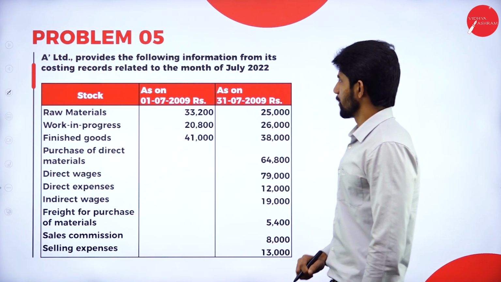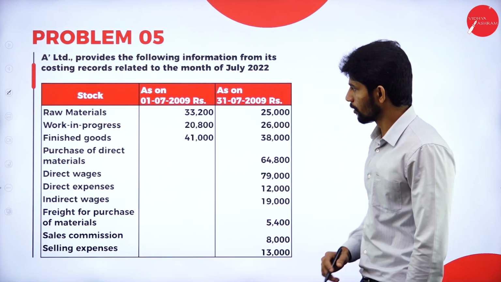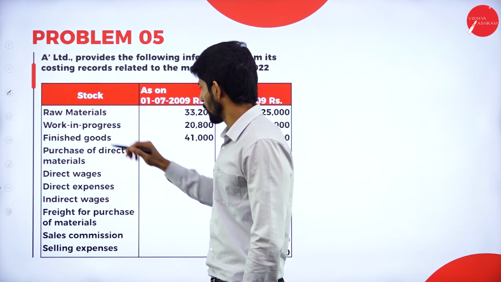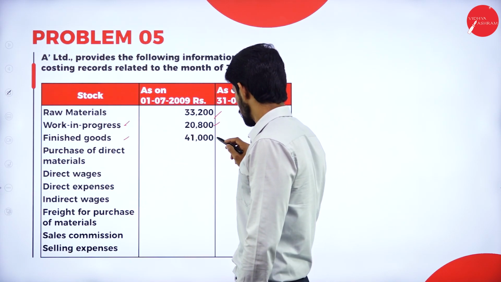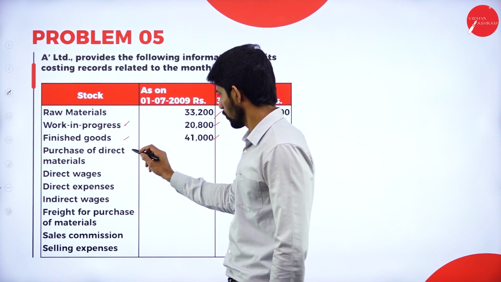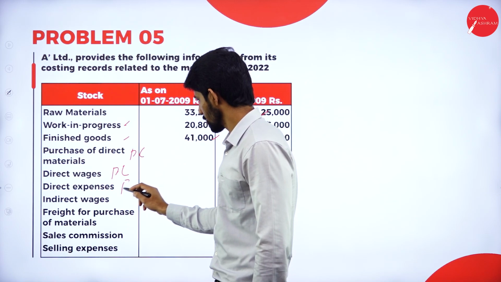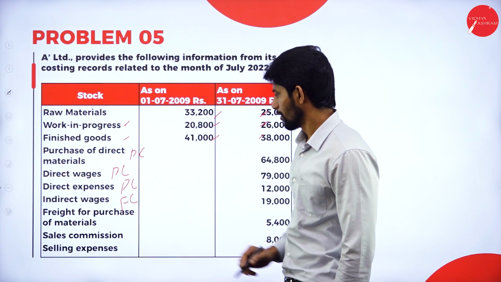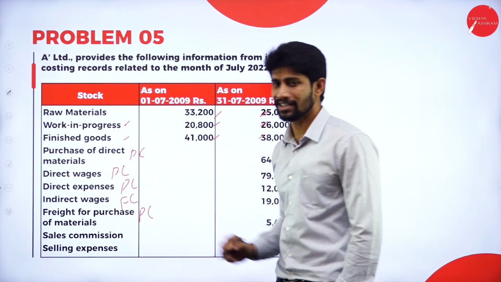A Limited provides the following information from its costing records related to the month of July 2022. So, here the opening stock and the closing stock is given. Raw material, opening stock, closing stock. Work in progress, opening stock, closing stock. Finished goods, opening stock, closing stock. Next, purchase of direct material. This is with respect to prime cost. Next, direct wages, prime cost. Direct expenses, prime cost. Indirect expenses, yes, this comes under factory cost.